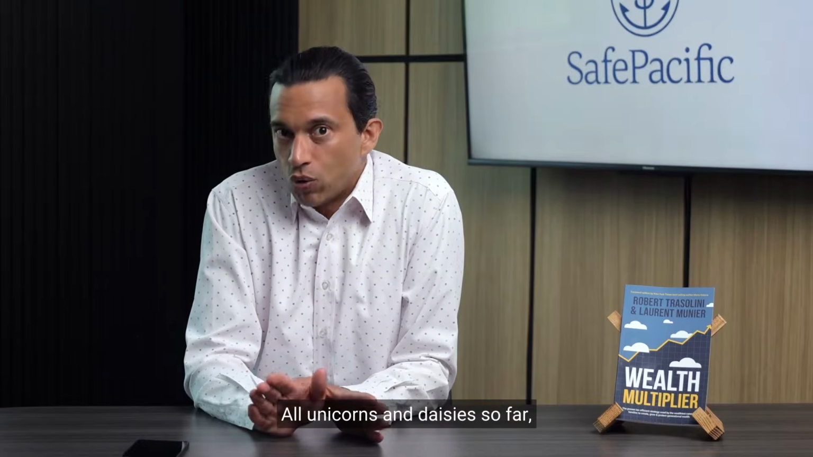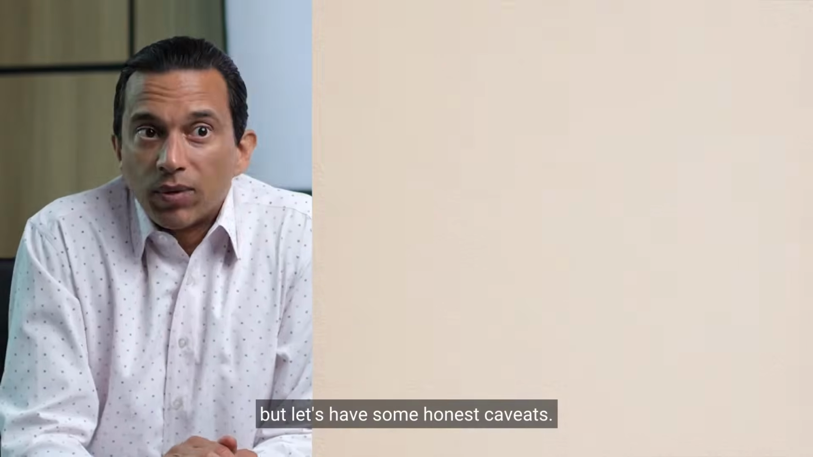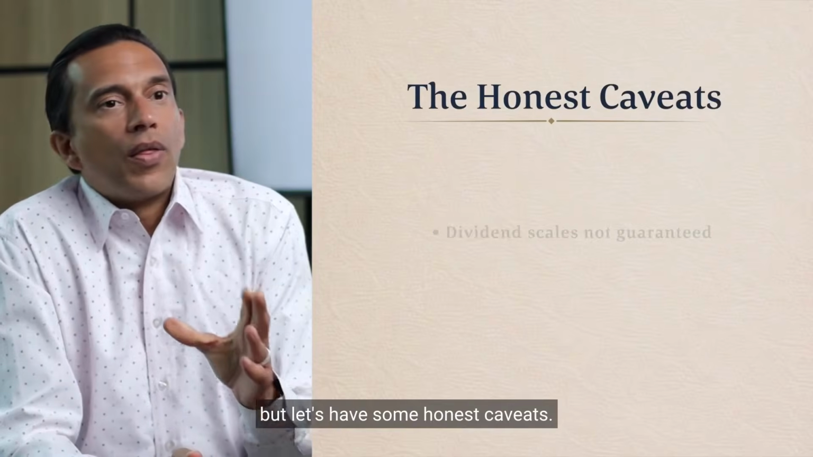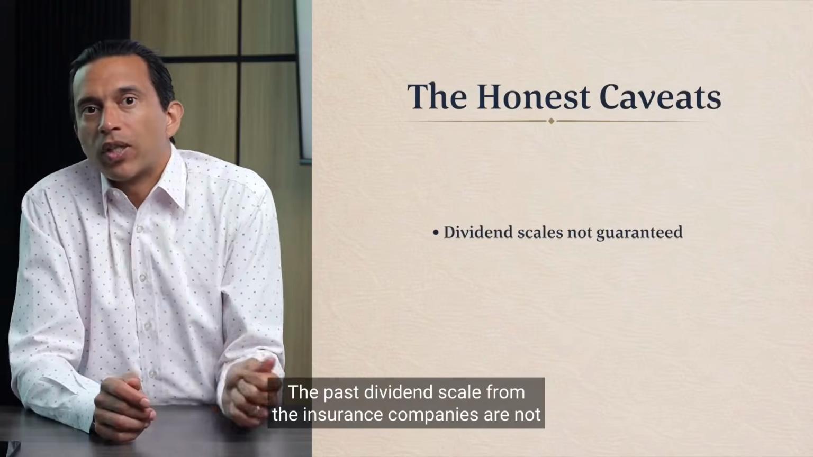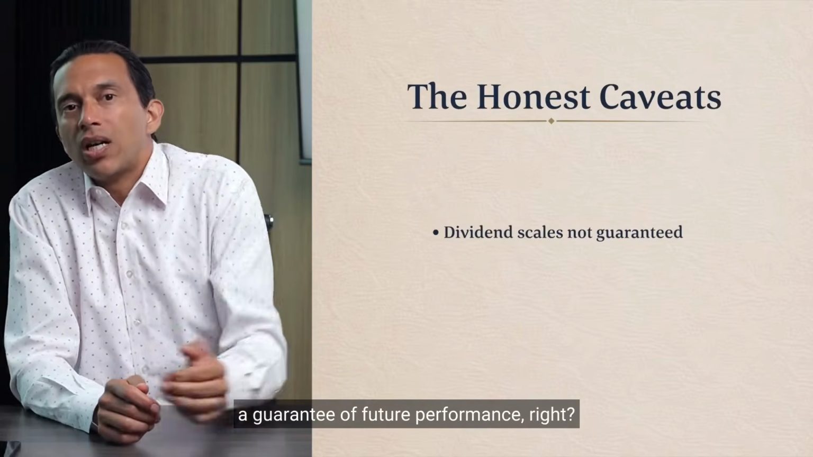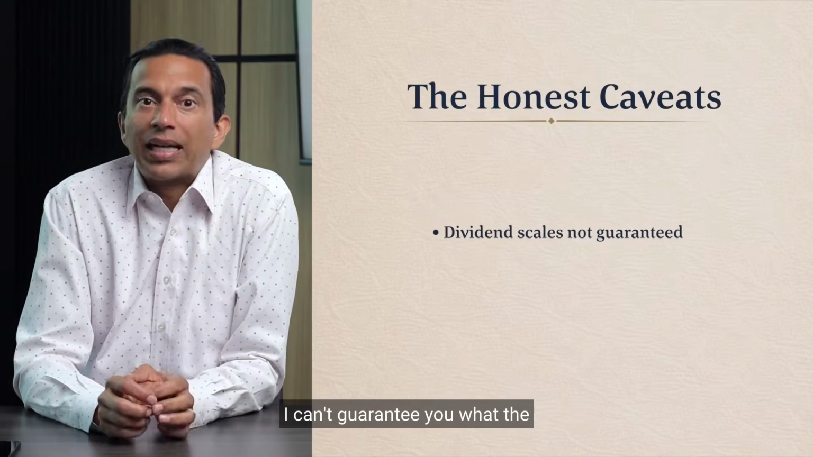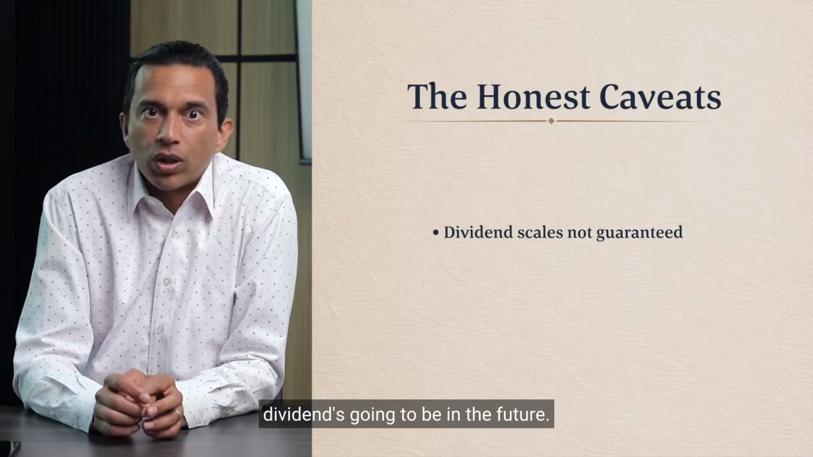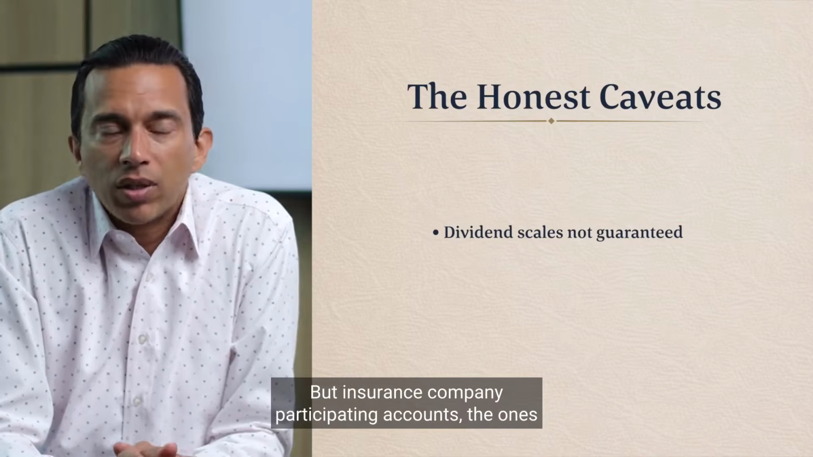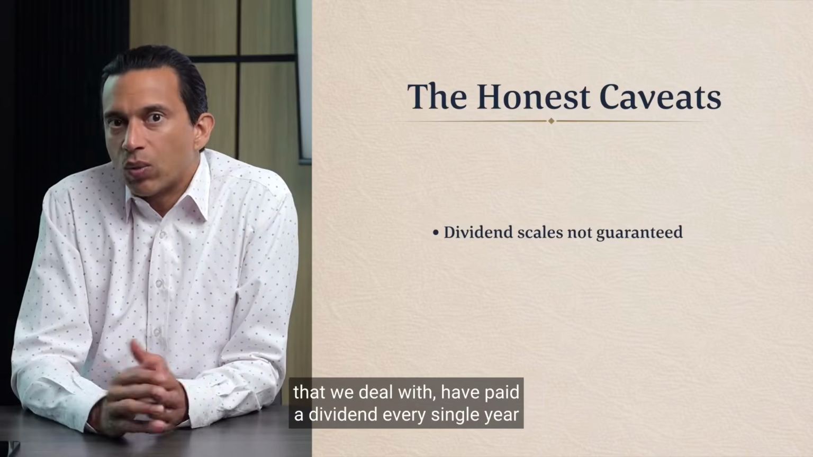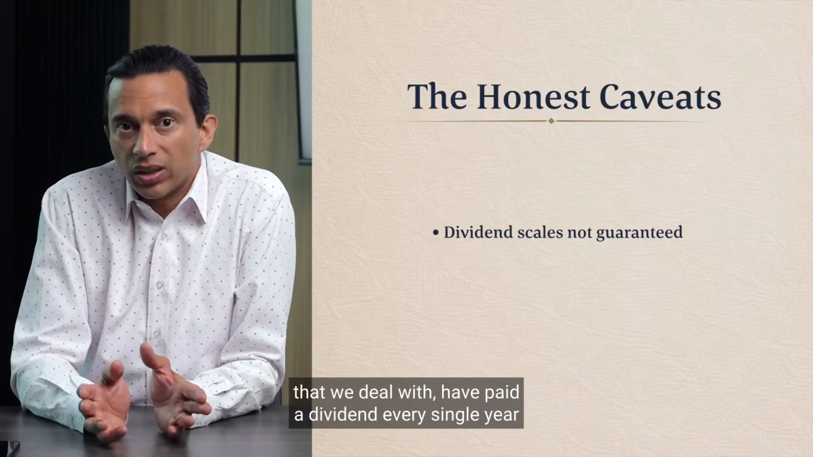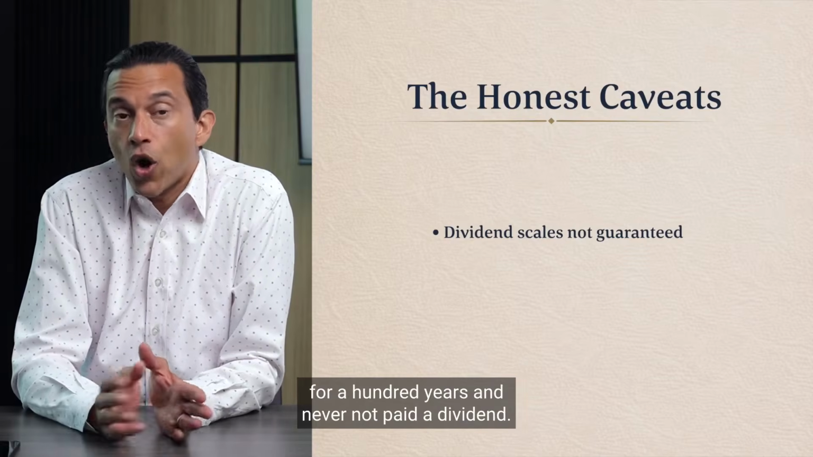All unicorns and daisies so far, but let's have some honest caveats. The past dividend scale from the insurance companies is not a guarantee of future performance, right? I can't guarantee you what the dividend is going to be in the future. But insurance company participating accounts, the ones that we deal with, have paid a dividend every single year for 100 years and never not paid a dividend.